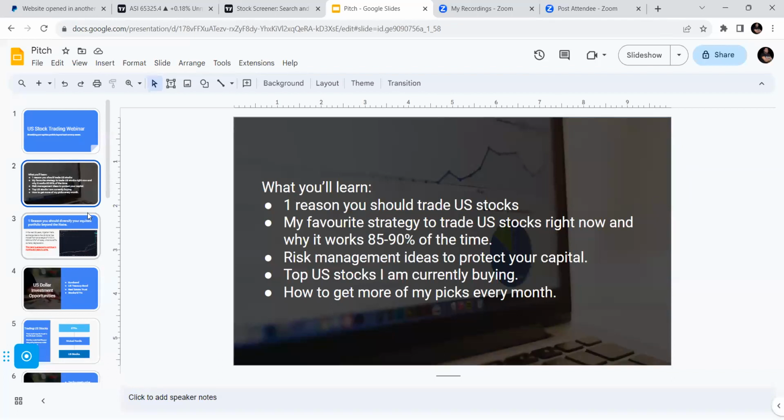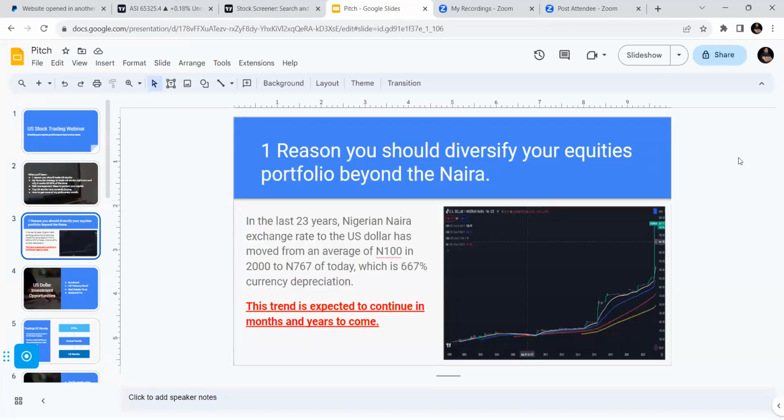Then let's look at the first part: one reason you should trade US stock. This is not something I think is new. It's something we are all aware of, but I just need to stress it, and I'm going to spend a little time on this part. The reason is that in the last 23 years, the Nigerian Naira exchange rate to the US dollar has moved from an average of 100 Naira in 2000 to 767 as of today, which is like 666% currency depreciation.